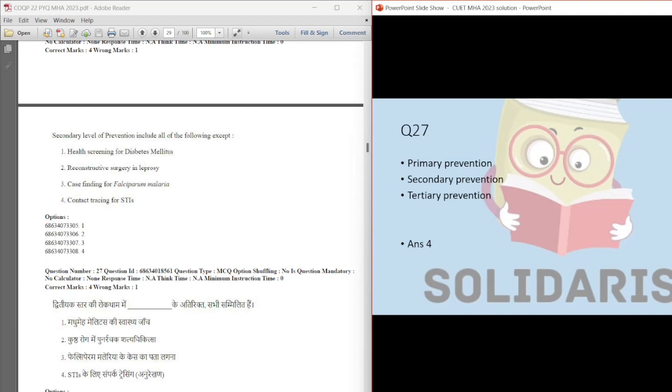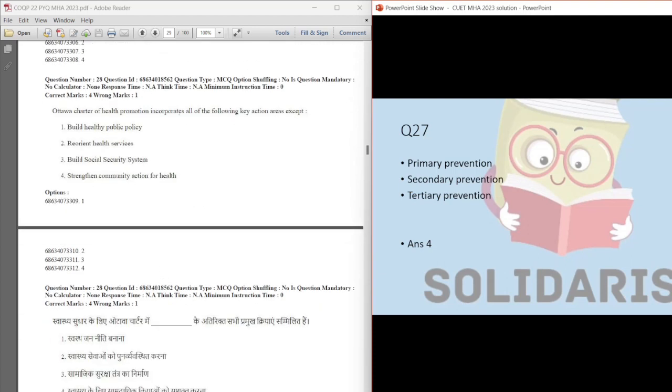Tertiary prevention is mostly reconstructive surgeries, rehabilitative care, this kind of thing, or pain reduction in cancer patients. So reconstructive surgery in leprosy is the tertiary prevention here. They have asked which one is not secondary prevention, and the answer is reconstructive surgery in leprosy. Then we will go to the next question.